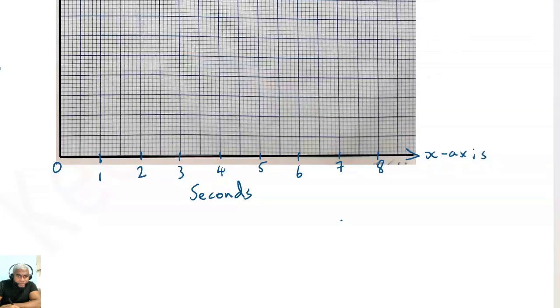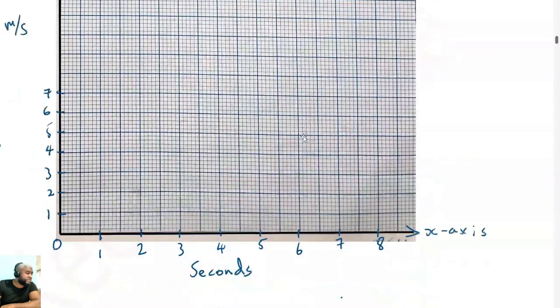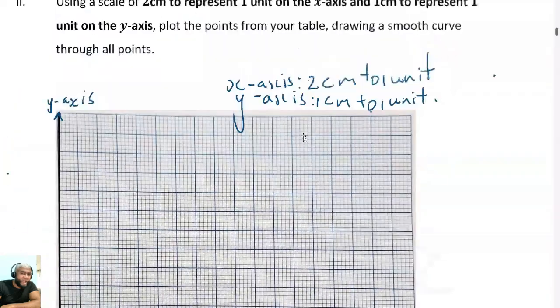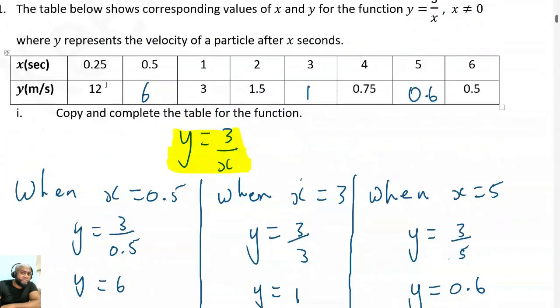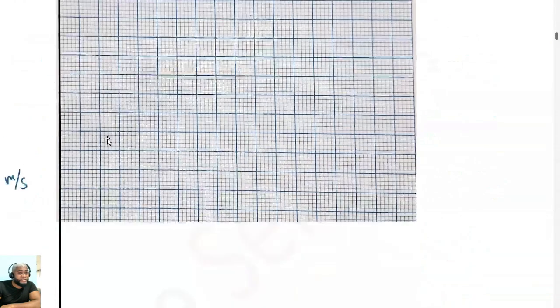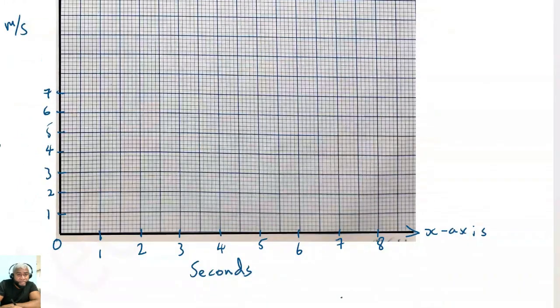So let me go. This will be 1. This will be 2. This will be 3. Every 1 centimeter, you put in 1 unit. This will be 4. This will be 5. This will be 6. This will be 7. Now, to avoid wasting time, since you're on your y-axis, you can go to your y-axis column and see what the greatest number is. The greatest number is 12. So you can probably just go one unit over 12, up to 13, to avoid wasting too much time.